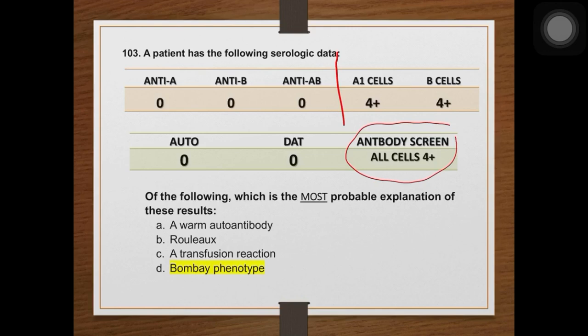Remember, for antibody screening, ang pinaka-reagent po natin doon ay group O red cell with known antigens. So, bakit po lahat nag-react? Kasi mga Bombay individual, meron po silang anti-H, yung group O red cell, siya po yung may pinakamaraming H antigen. Correct answer 103, letter D.